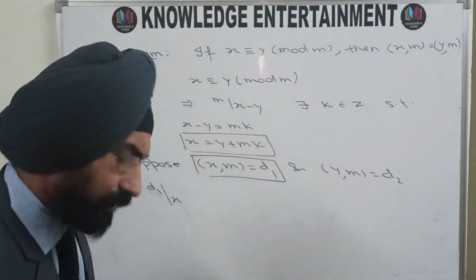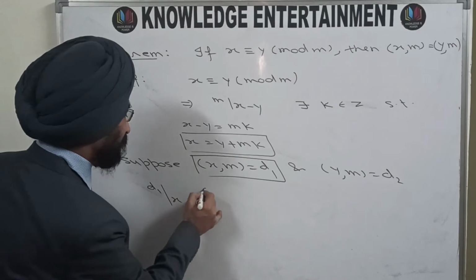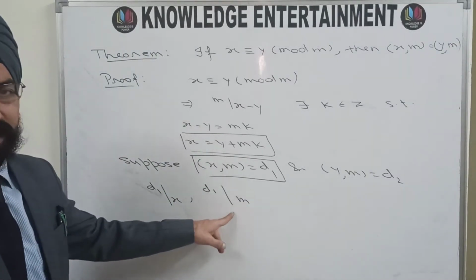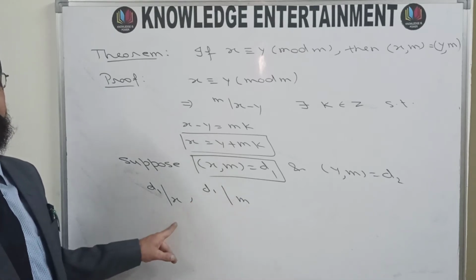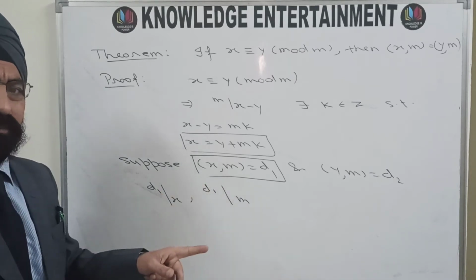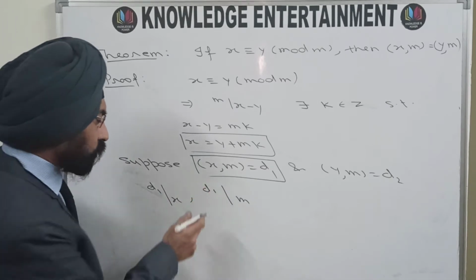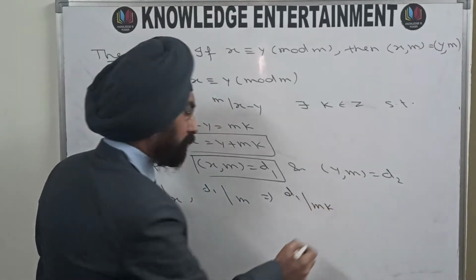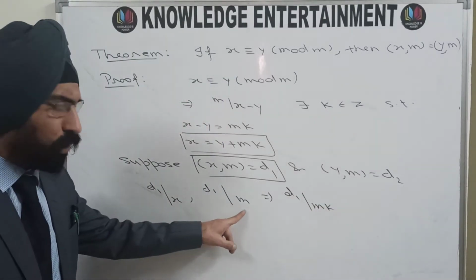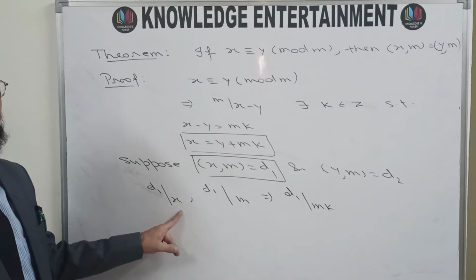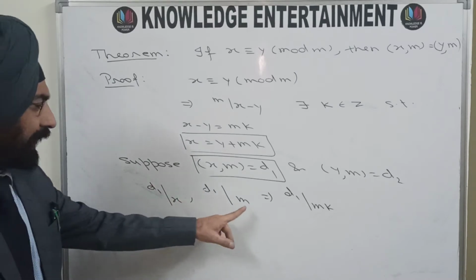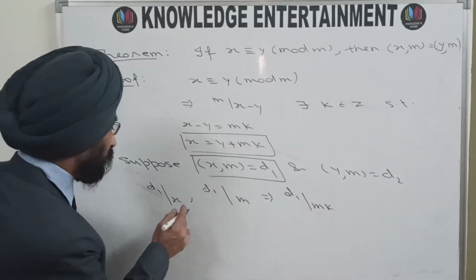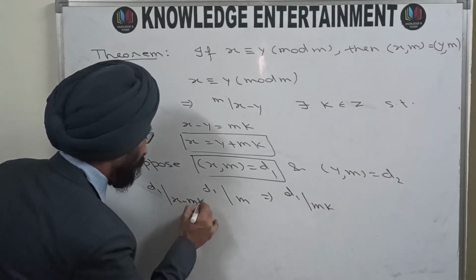I'll again start that d1 divides x and d1 divides m. Instead of changing this, I'd like to change this. So I'll start from the same: d1 divides m, so d1 divides mk, a multiple. I want to change this actually. So d1 divides x and d1 divides mk means d1 divides their difference. So d1 divides x minus mk.